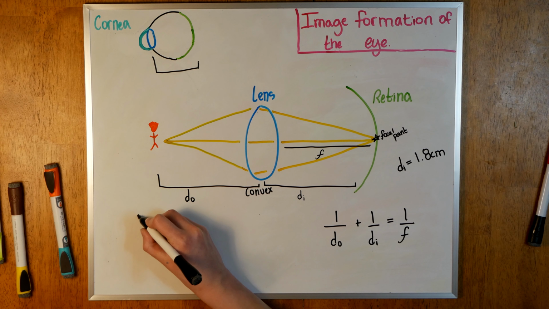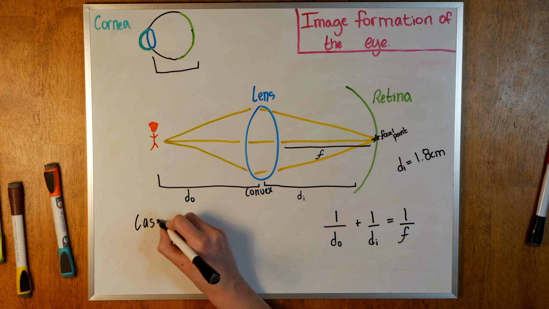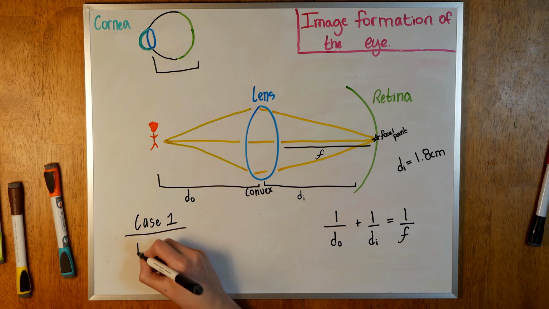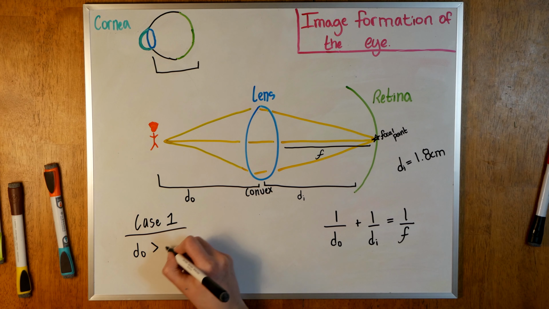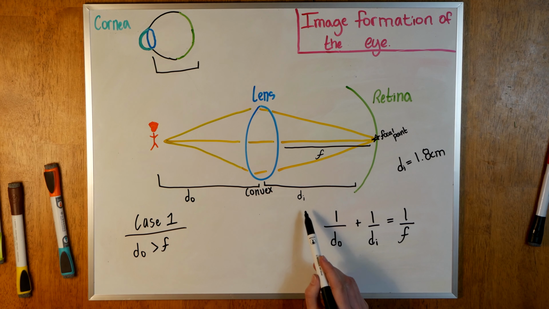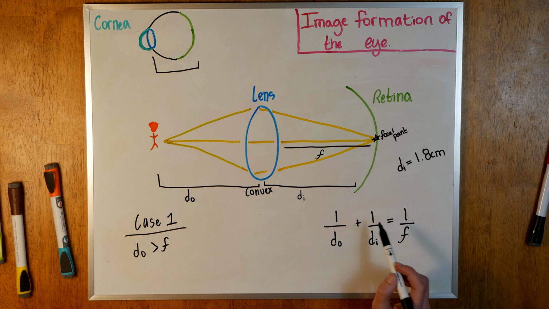So if you notice, this is a case 1 situation. That means the distance of the object is always going to be greater than the focal length, which, if you think about it, is true. Usually when you're looking at something, it's about a meter away. And our eye is definitely not a meter long.